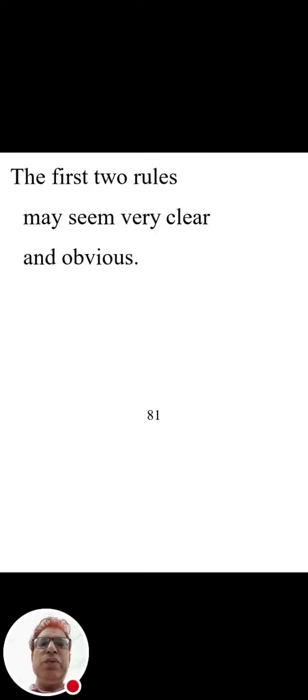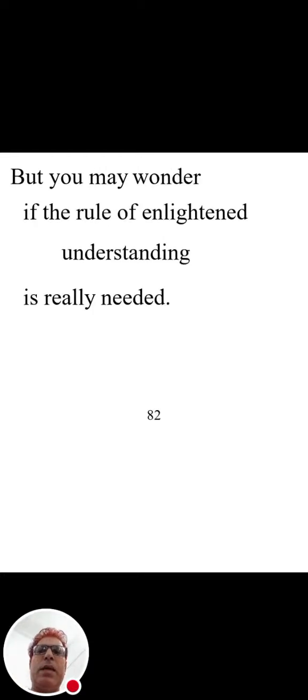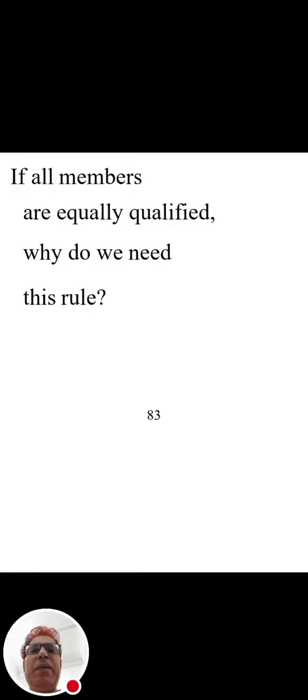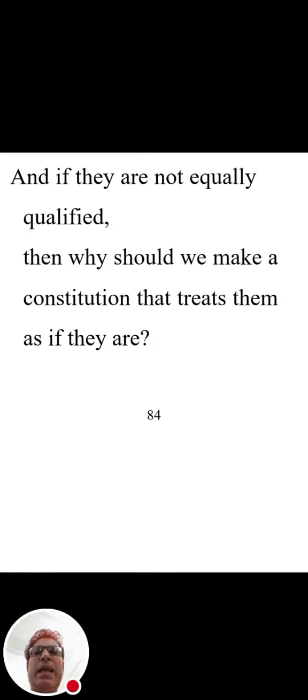The first two rules may seem very clear and obvious, but you may wonder if the rule of enlightened understanding is really needed. If all members are equally qualified, why do we need this rule? And if they are not equally qualified, then why should we make a constitution that treats them as if they are equal?